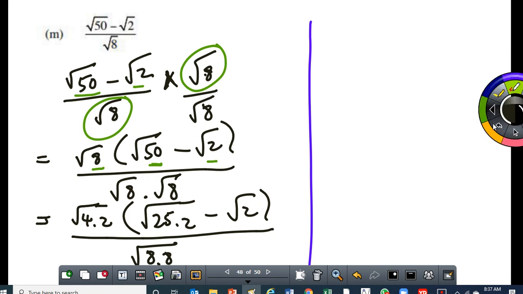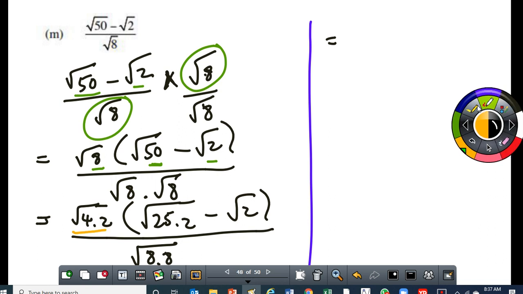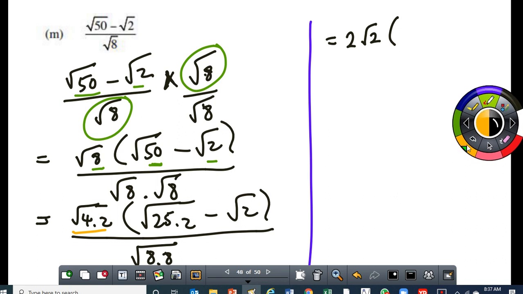Then this square root of 4 times 2, I can write it, because remember, square root of 4 is 2, so I can write it as 2 square root of 2. Then I'll open my bracket. The square root of 25 times 2, I can write it as 5 square root of 2, because 25 is a perfect square and its square root is 5, minus the square root of 2. Then I'll close my bracket.